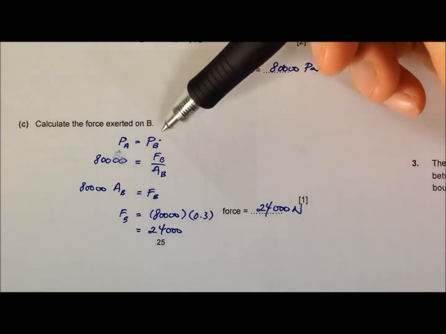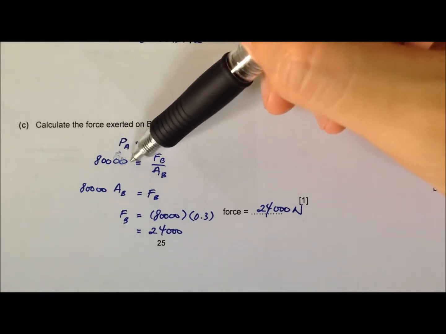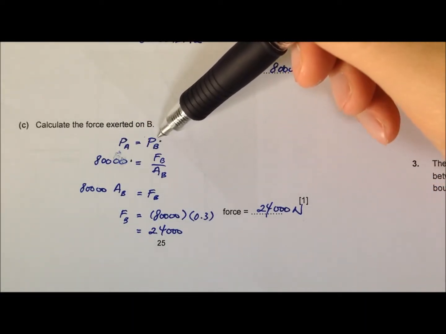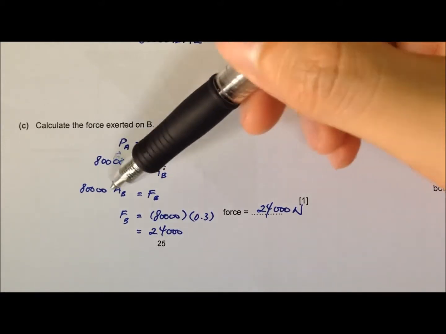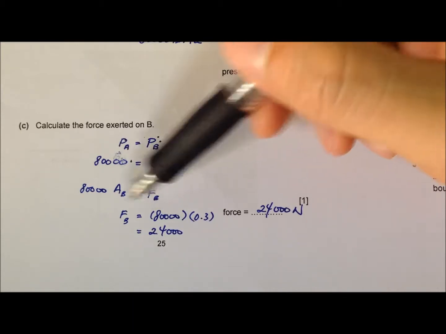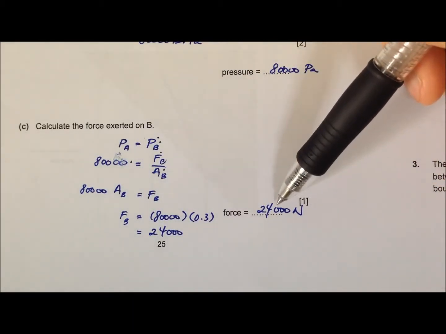Okay, down here for the hydraulic jack, one of the basic working principles is that the pressure at A must be equal to the pressure at B. Since you already found out the pressure at A, you can express the pressure at B in terms of force at B over area of B. So put in the right values, do a bit of manipulation, and you will find that FB is equal to 24000 Newton.